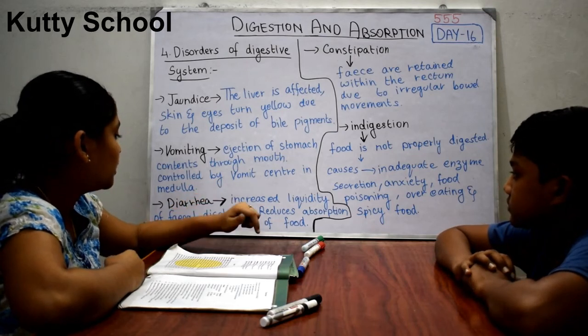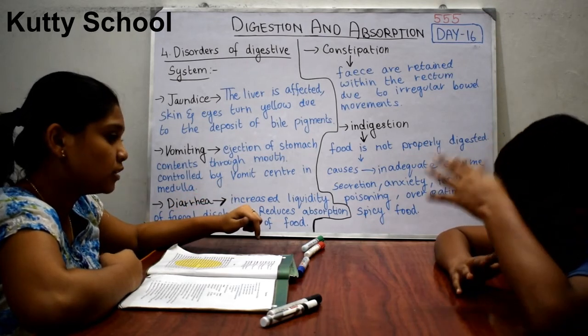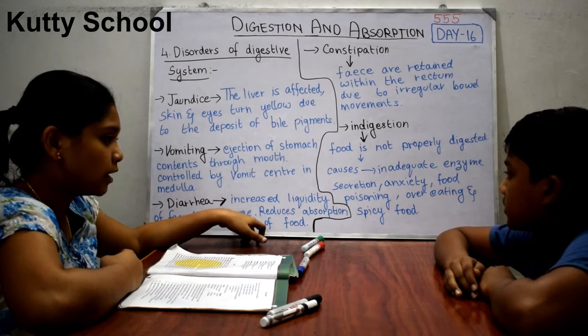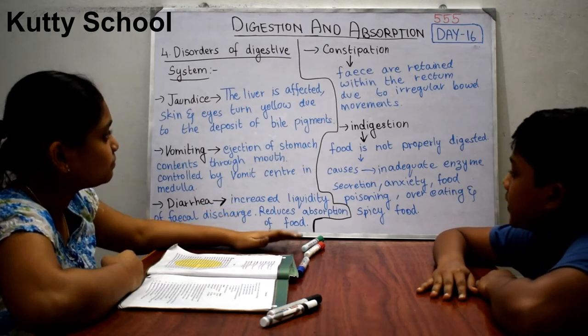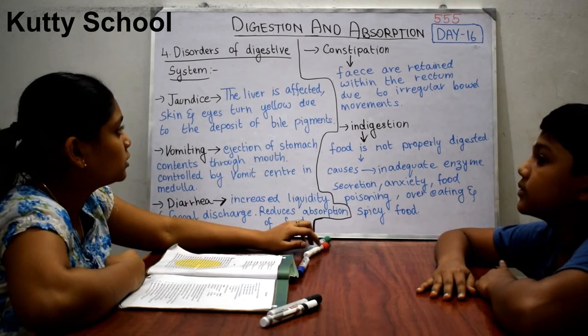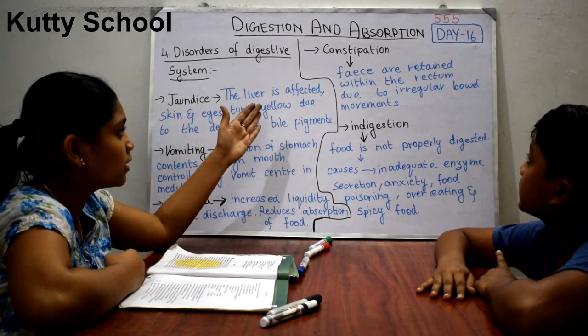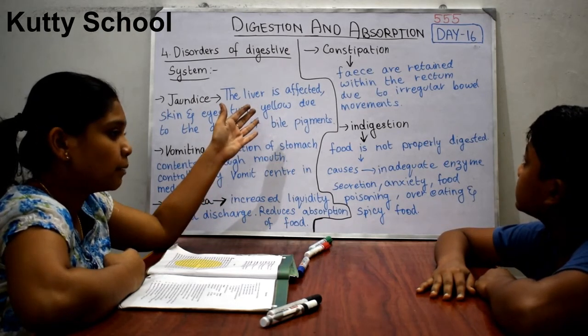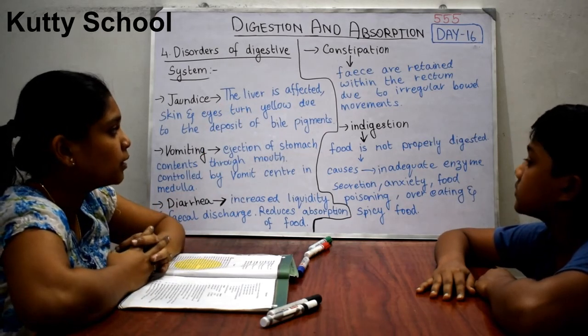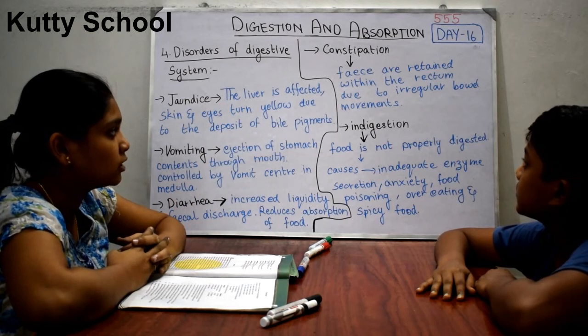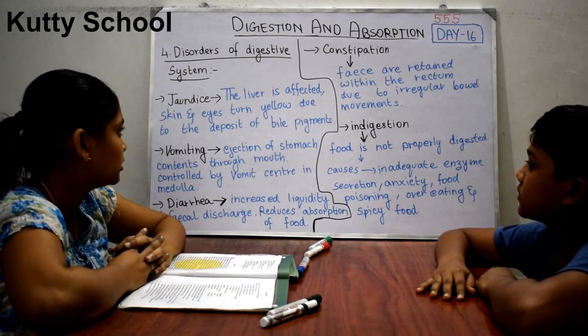It is increased liquidity of fecal discharge. It is known as diarrhea. It reduces absorption of food. Okay. And in constipation, the feces are retained within the rectum due to irregular bowel movements. Bowel movements are nothing but the peristaltic movements. So because it is irregular, it is retained in the rectum itself.